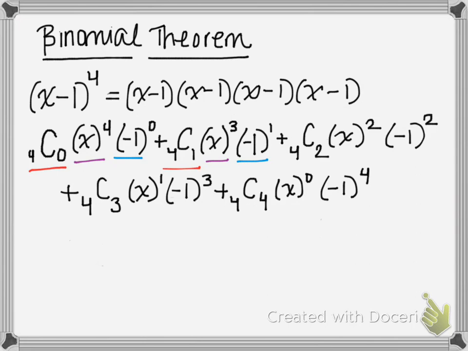So that is the pattern of the expansion. It looks like a bit of a mess right now, but we can easily simplify this. We'll just take it a step at a time. Again, 4 choose 0 is 1. Negative 1 to the 0 is 1. And then I've got x to the 4th. So that's going to be x to the 4th plus.